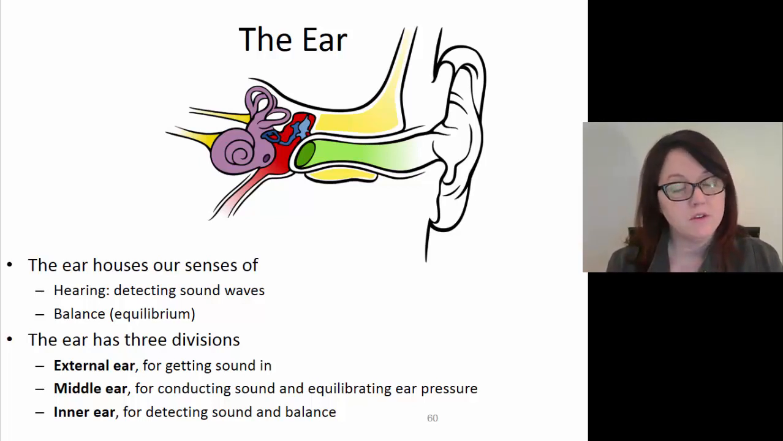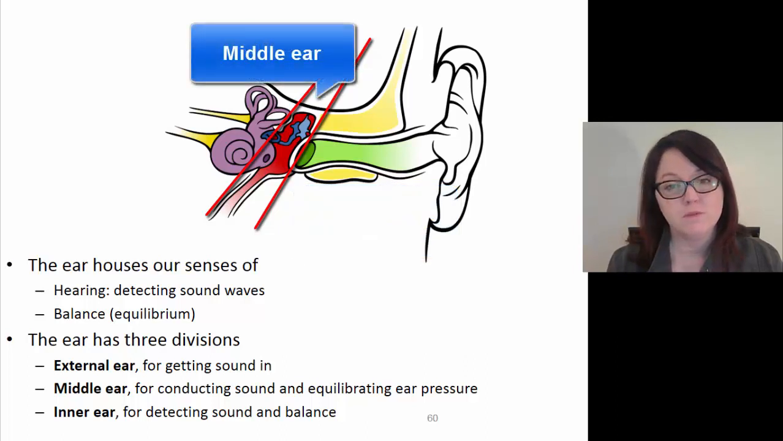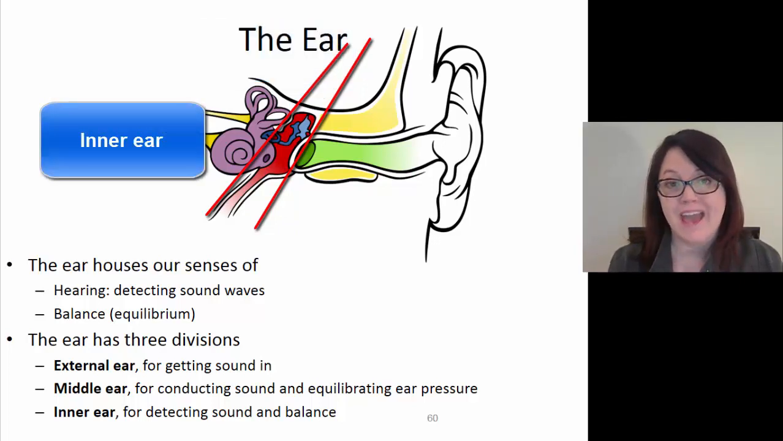So we can divide the ear into three parts. The external ear, which is mostly just for getting sound into the ear. The middle ear, which is mostly for conducting vibrations to the inner ear and also for equilibrating pressure. And then the inner ear, which is where we actually detect sound and balance.